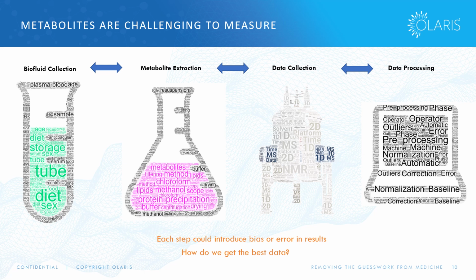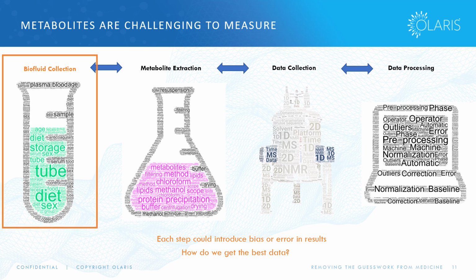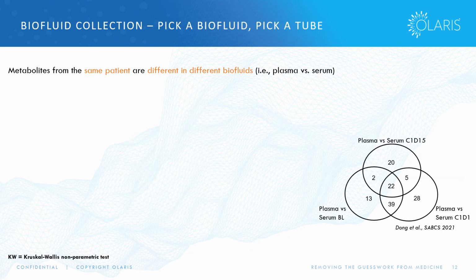So each of these phases is capable of introducing a bias and an error. So it's key to make sure that every step of the way is controlled and you can get the best data out of it. So let's start from the beginning. Let's start from biofluid collection. You need to decide what biofluid you're picking.